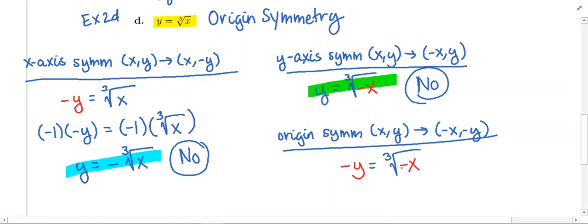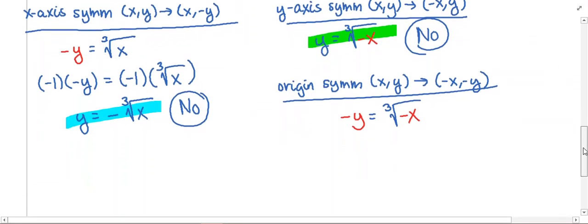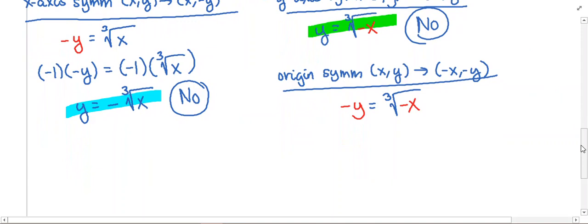We observe from the graph that this thing has origin symmetry, but when you look at this equation, you're probably like, well, this doesn't match the yellow equation. So you can simplify this. You may not know how to, so I'm going to show you. Watch what happens here. I'm going to simplify this. I'm going to work under the cubed root. So I've got -y is equal to, under the cubed root, we have -x. That is the same thing as -1 times x.